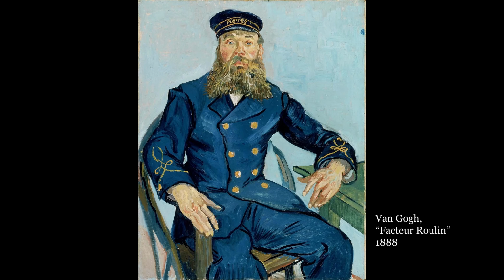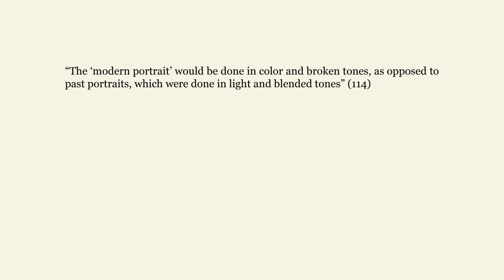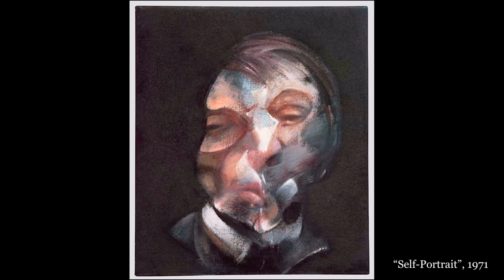As we have seen with the example of Facteur Roulant by Van Gogh, the artist becomes a portraitist again, but a portraitism which dismantles light and emphasizes color. The modern portrait would be done in color and broken tones, as opposed to past portraits, which were done in light and blended tones. It would be interesting to ask if this rediscovery of the portrait in modern painting is somehow related to Deleuze himself, who made many philosophical portraits, from Nietzsche to Sacher-Masoch to Proust and Leibniz.